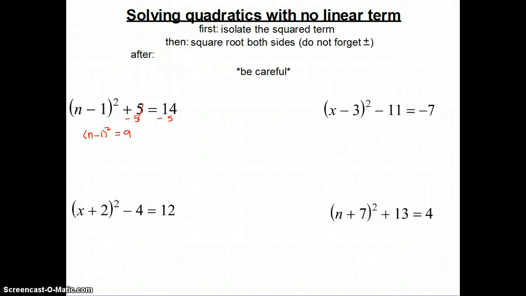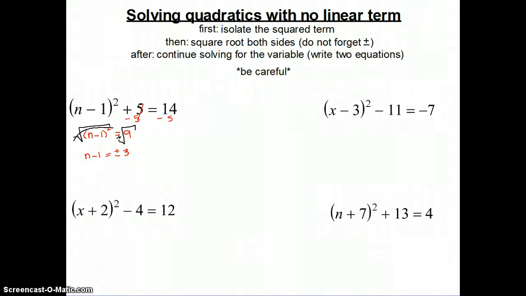So then, I square root both sides. I'm doing this to get rid of that exponent on the n and free it from that exponent of 2. On the right, I square root the 9. Do not forget your plus or minus in front of the 9. So the radical and the exponent cancel each other out on the left, leaving me with just n minus 1. And on the right, the square root of 9 is 3, so I have positive or negative 3.